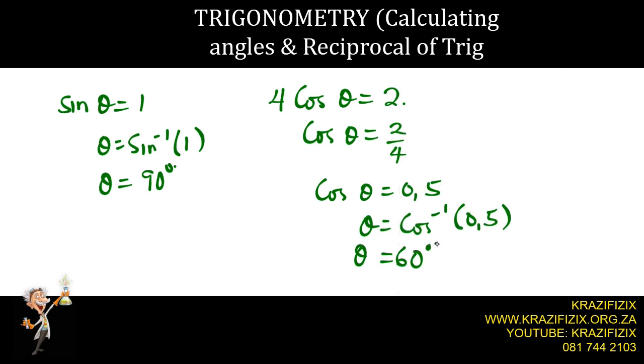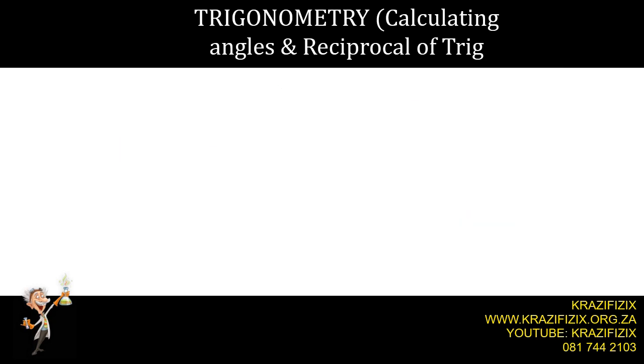Let me give you 2 more activities to do on this. 2 sine 10x minus 45 equals 1. Alright? You do that, pause the video, and get the answer. Make sure you're done.